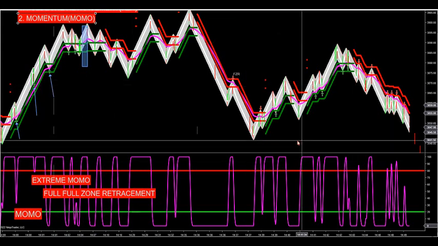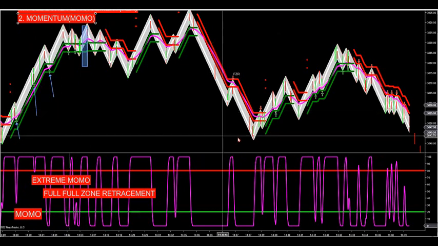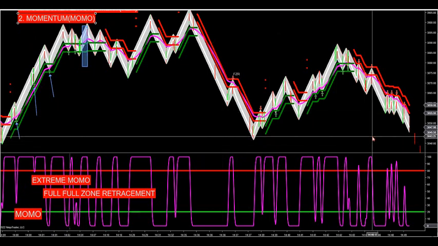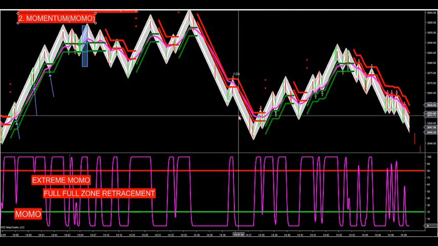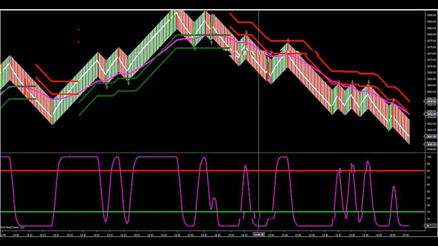But the one thing you'll notice is that these arrows, when they automatically fire, are only FZR and momentum setups. That's it. They're only momentum and FZR trades. There's no other setup combined in this that is making these fire. So when you see that, you're going to understand that that's why they fire.